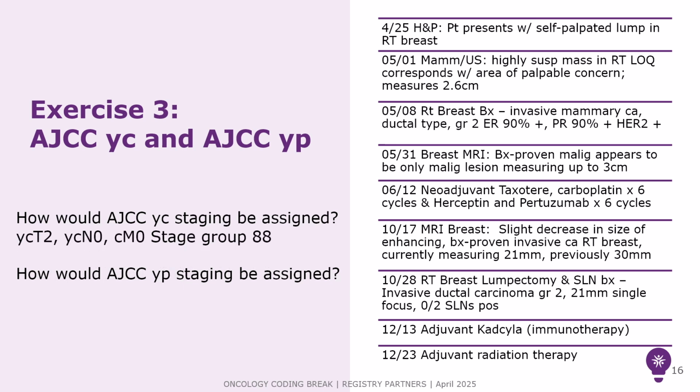YCT2, YCN0, CM0, stage group 88. YC staging is assigned 88 because there is no prognostic stage group table for breast post-therapy staging. YPT2, YPN0 with the SN suffix for sentinel lymph nodes. CM0, stage group 88. We see a decrease in size from 30 millimeters, YCT2, to 21 millimeters, but it remained a T2 for post-therapy path staging.